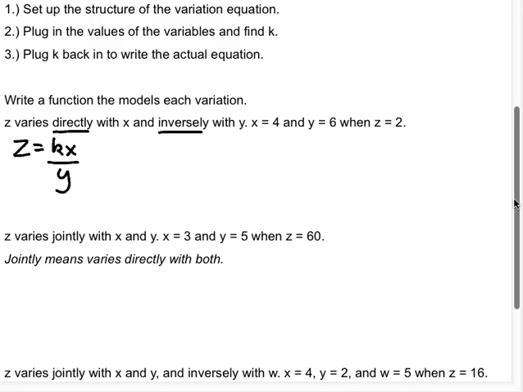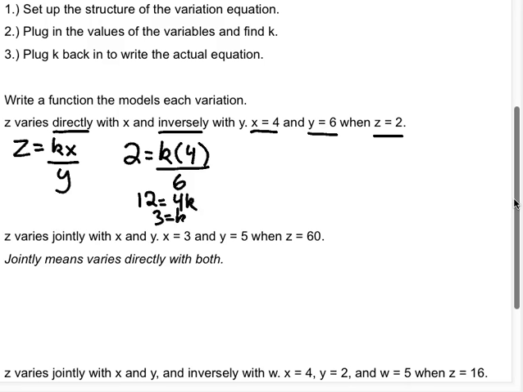Now, just like with yesterday also, this isn't the end because we need to actually have that value for k. We need to know what it is. So I'm going to plug in all of these values. X is 4, y is 6, z is 2. So z is 2 when x is 4 and y is 6. All right, so multiply the 6 over, so we get 12 equals 4k. Divide by the 4, we get that k is 3.